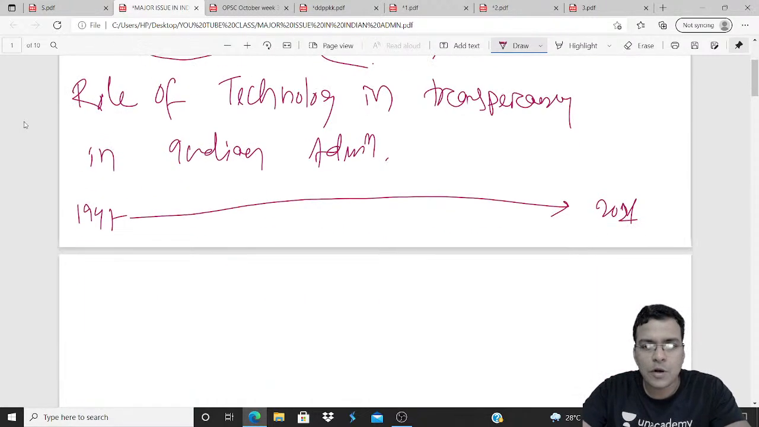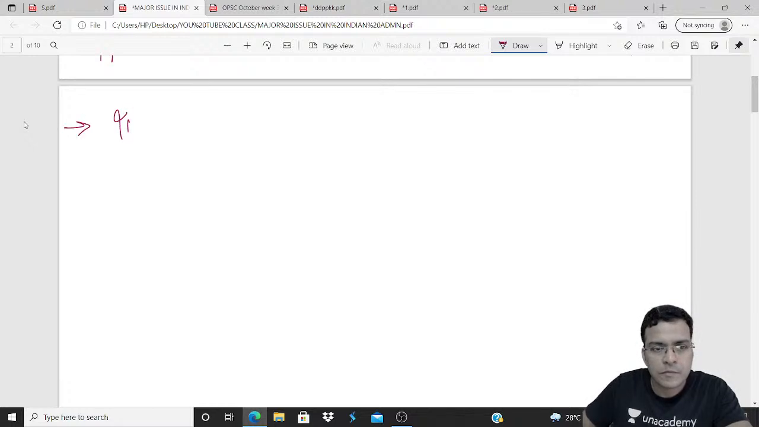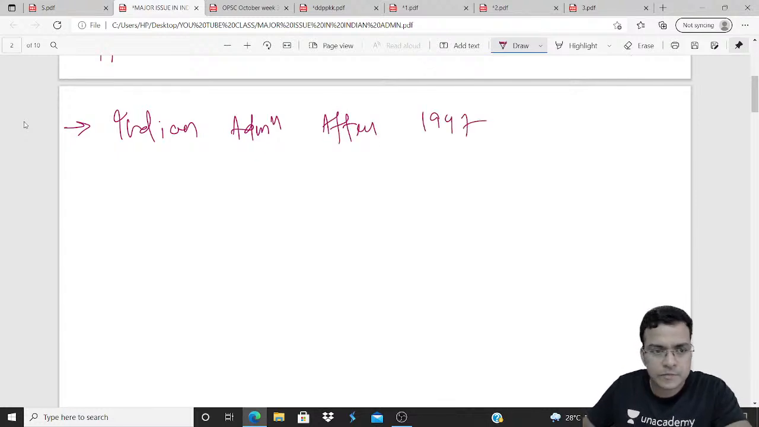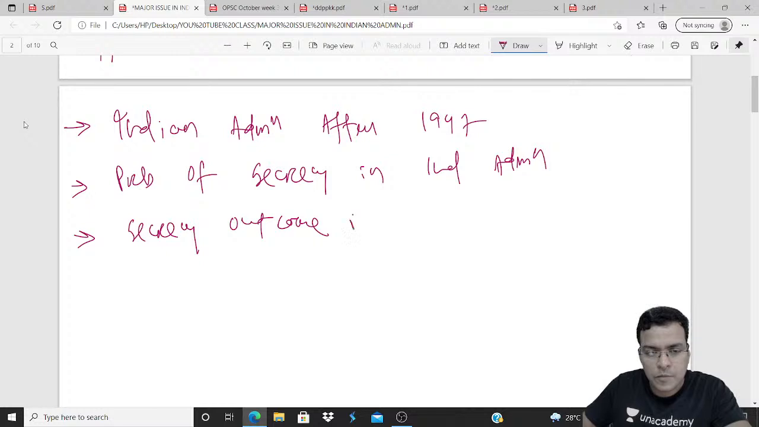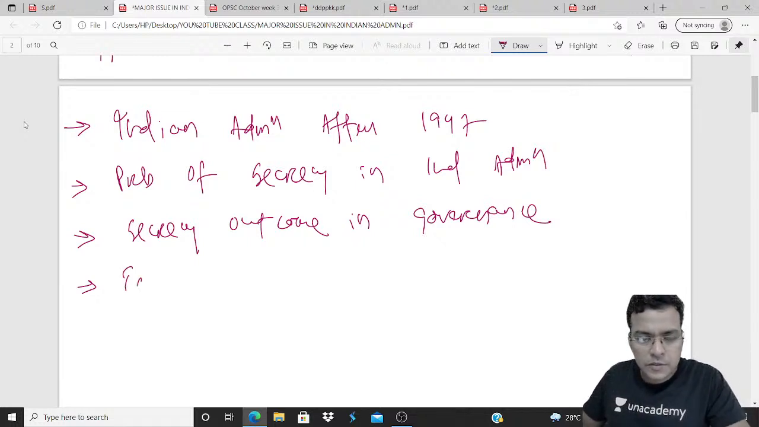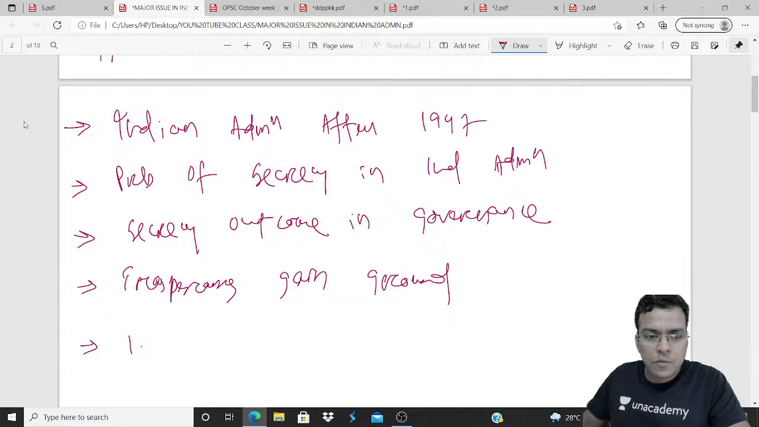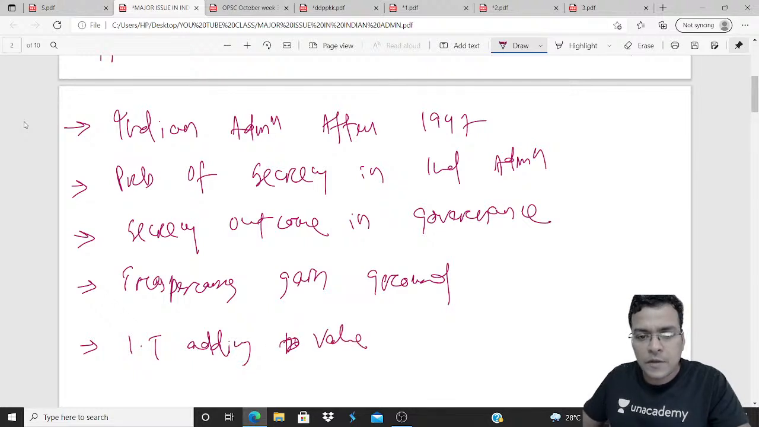Just telling you what you need to write about Indian administration after 1947: the problem of secrecy in Indian administration, and that secrecy's outcome in governance, how the notion of transparency gained ground, and what is the role of information technology in adding value to transparency. Clear?